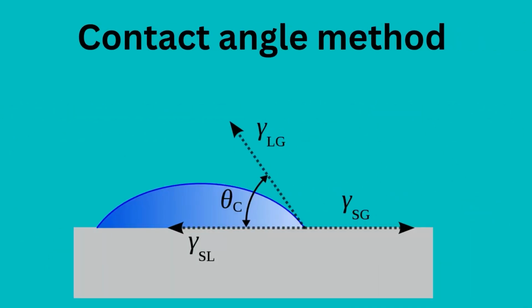The contact angle method is a technique used to study the wettability of solid surfaces. It measures the angle formed between a liquid droplet and the solid surface, providing insights into how the liquid spreads or beads up. It is widely used in various fields to understand surface interactions and optimize surface properties.